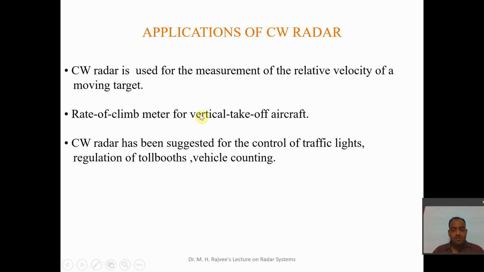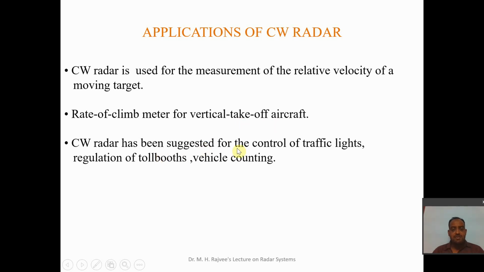Rate of climb meter for the vertical takeoff aircraft. Consider a rocket which is taking off. How much distance it has traveled is known by the CW radar fitted to that rocket. That is a rate of climb meter for a vertical takeoff aircraft.